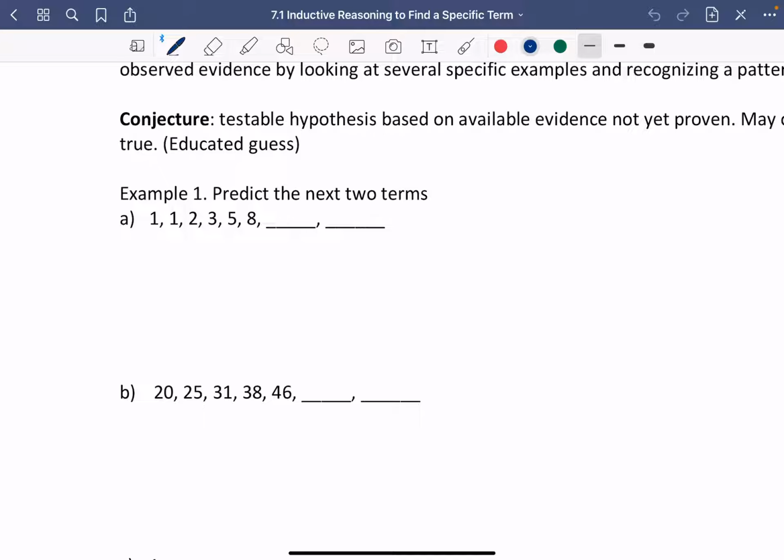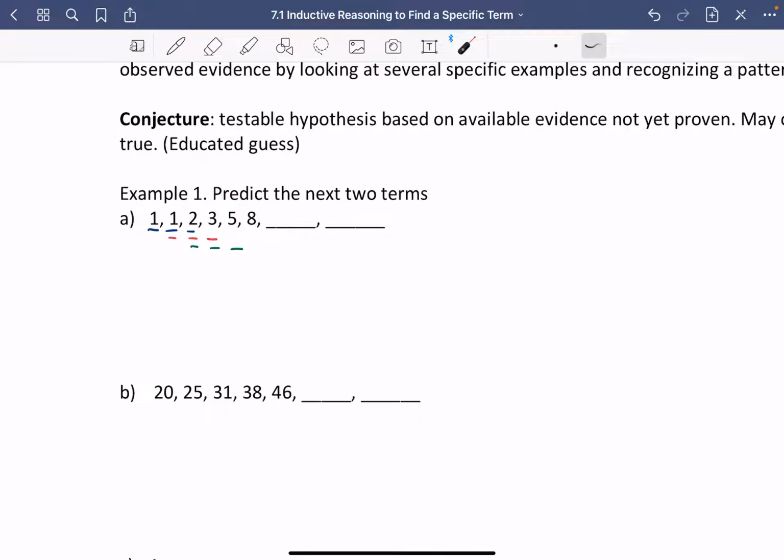Okay, so you can see that the first one plus the second one, 1 plus 1, is equal to the one after it. So 1 plus 1 is equal to 2. And then you can see that 1 plus 2 is equal to 3. And moving on, 2 plus 3 is equal to 5. So what pattern do you see here? The next term is the sum of the two previous terms.